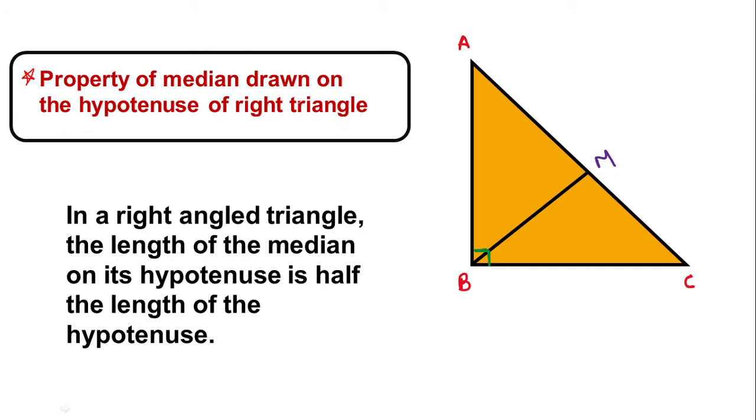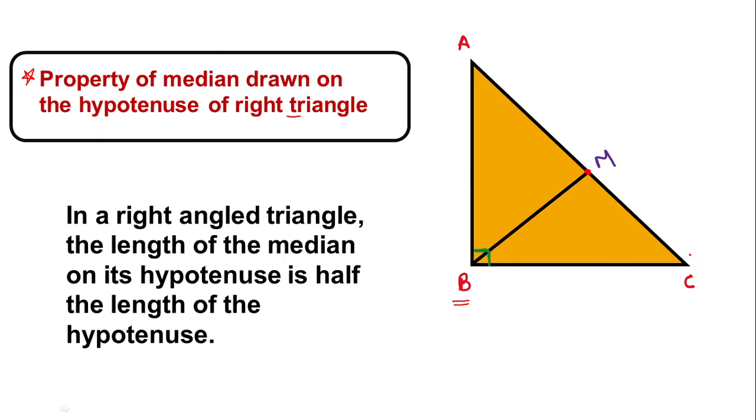As the name suggests, we have a right angle triangle ABC where angle B is 90 degrees. Then the hypotenuse will be the side opposite to B, that is AC. Take the midpoint of AC, M. Opposite to AC is B. You join the vertex B and the midpoint M of AC, that is BM. So BM will act as a median, drawn on the hypotenuse AC.